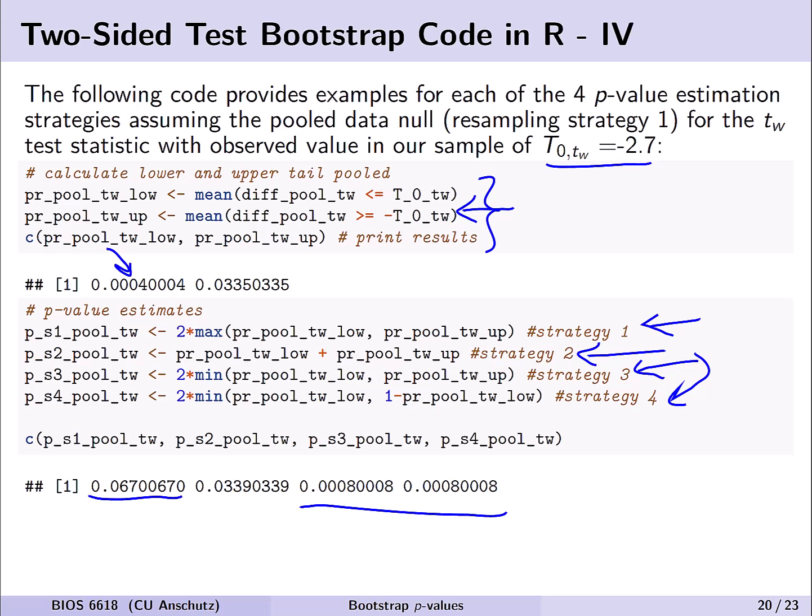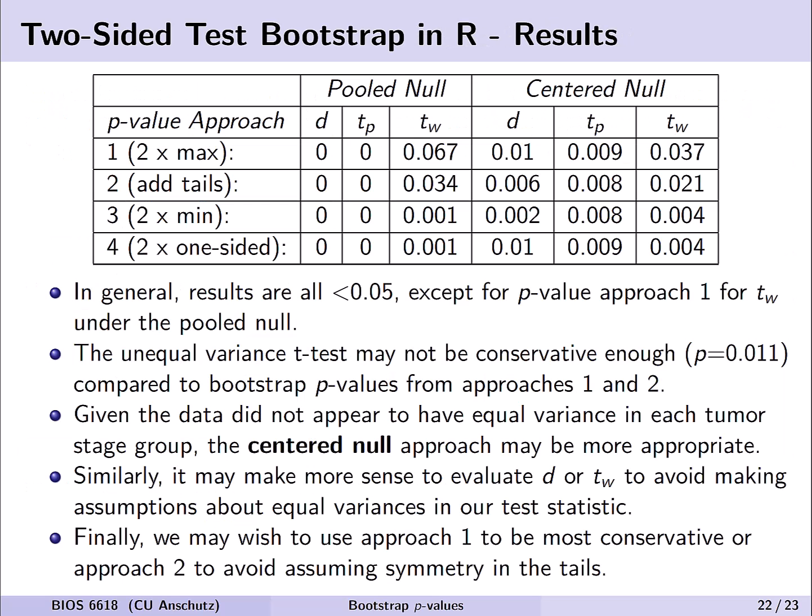We actually see that by doubling the more conservative max value, we have an insignificant p-value at 0.05, and that by adding them together, we do still have a significant p-value less than 0.05. We can actually summarize the results of our two-sided test bootstrap across all these combinations and make some general conclusions. First of all, in this case with this data, it turns out if our alpha threshold is 0.05, the results really are all less than 0.05 and kind of agree, except for the one case of the pooled null for the Welch's t statistic with the most conservative approach.